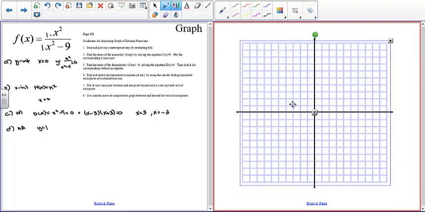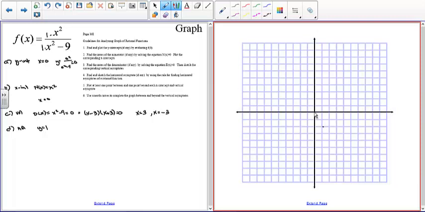So y-intercept 0, x-intercept 0. So here we go. That wasn't it. Let me get rid of that little dot that I used. Okay, so that's my x and y-intercept. Okay, the next is the vertical asymptote.